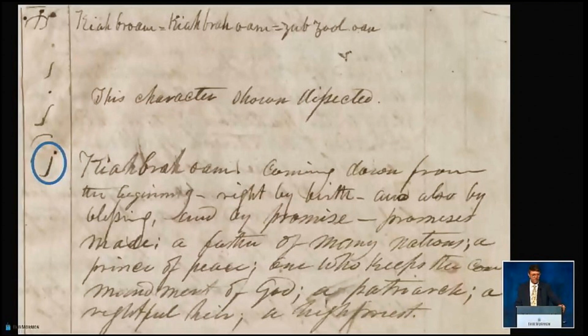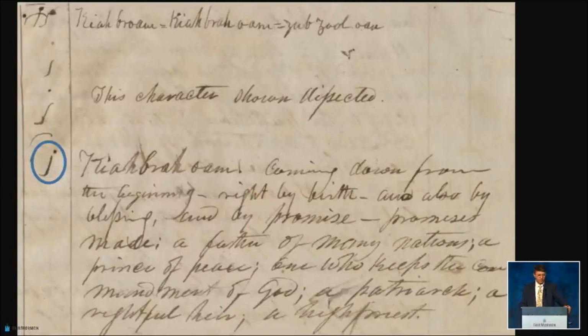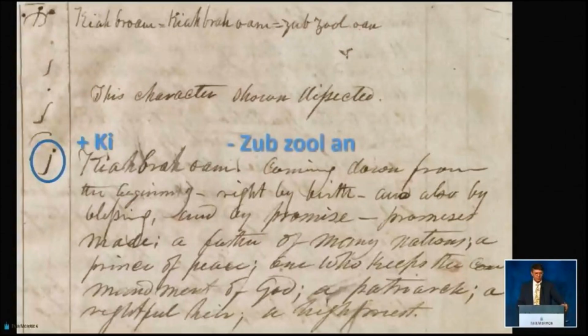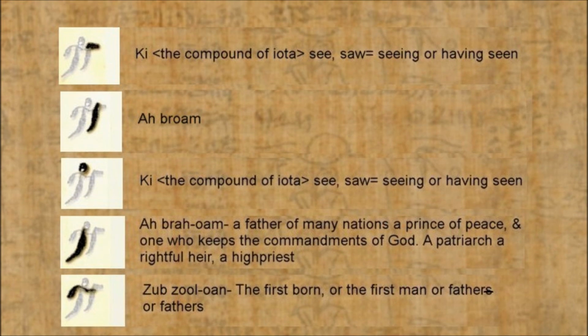Kaya Broem, Kaya Bra Oem, Zub Zul Oen. After it dissects the character, it then appears to define the middle part, putting Kai, the dot, and Abroem, the hook, together. And character X, you see that Ki Abraham right there, it has the Ki added that's different than what's in 5.28, but it doesn't have the Zub Zul Oen. The Kai is the dot, and Zub Zul Oen is the curved horizontal line that connects the characters, which is all explained on the previous page. Broem doesn't get defined in the Gael. It gets defined at the end of the alphabets.